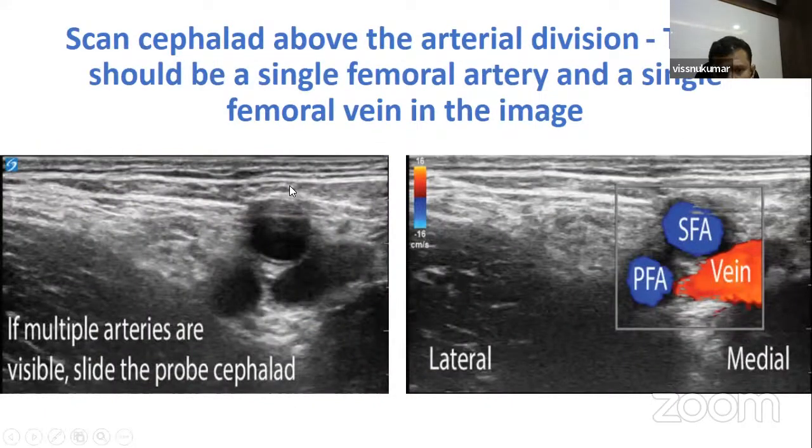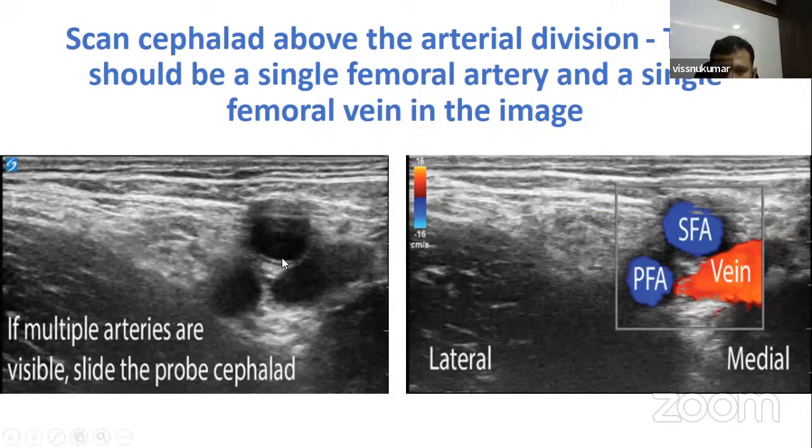Usually when you keep a probe, you'll not be seeing just two structures like the femoral artery and femoral vein. You'll be having 3 or 4 blood vessels. What happens is that when there are multiple vascular structures, basically it will be a division of the femoral artery or the femoral vein. So you have to scan cephalad until you get one artery and one vein.